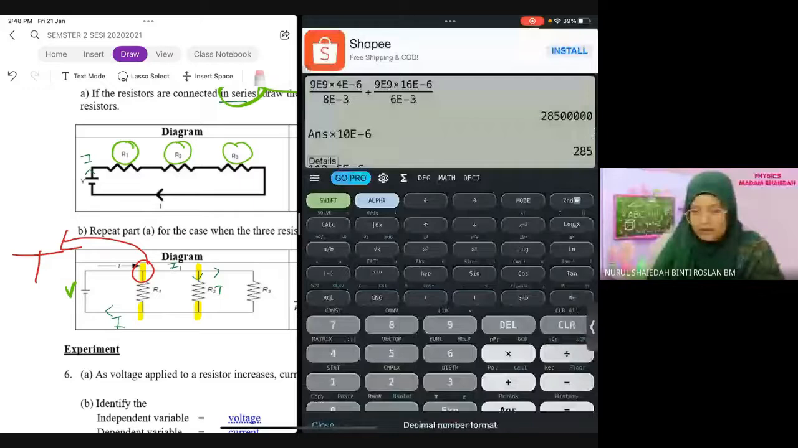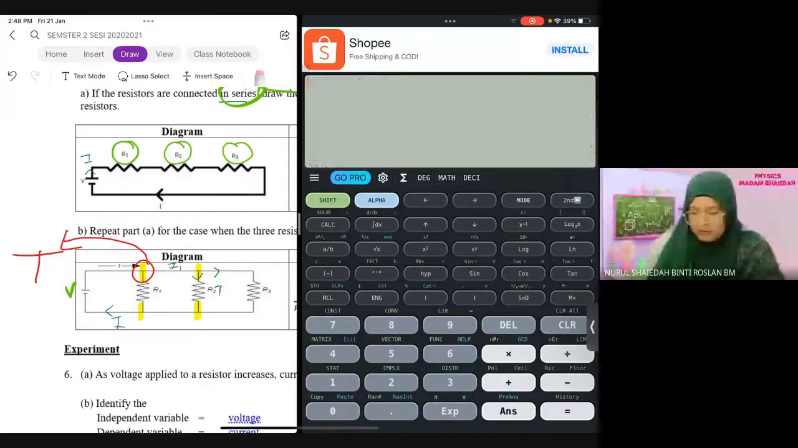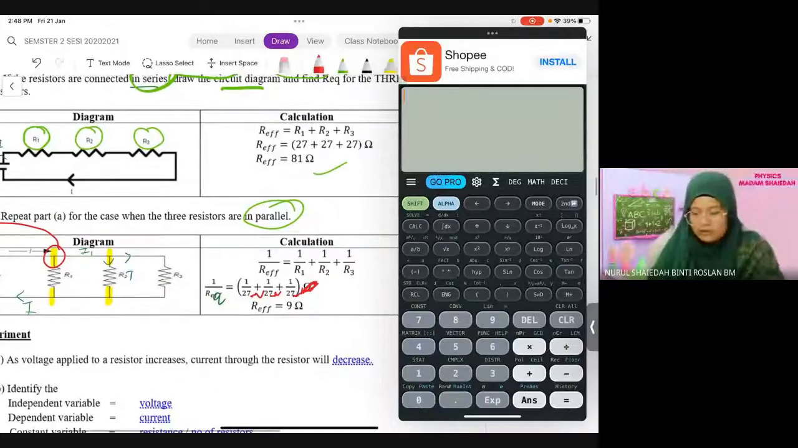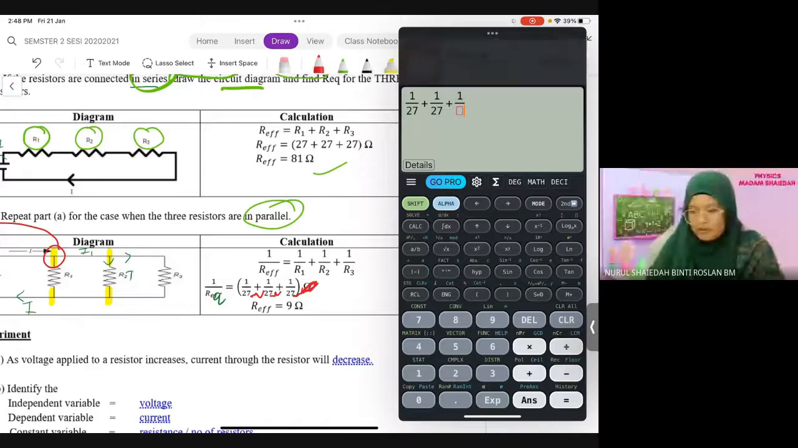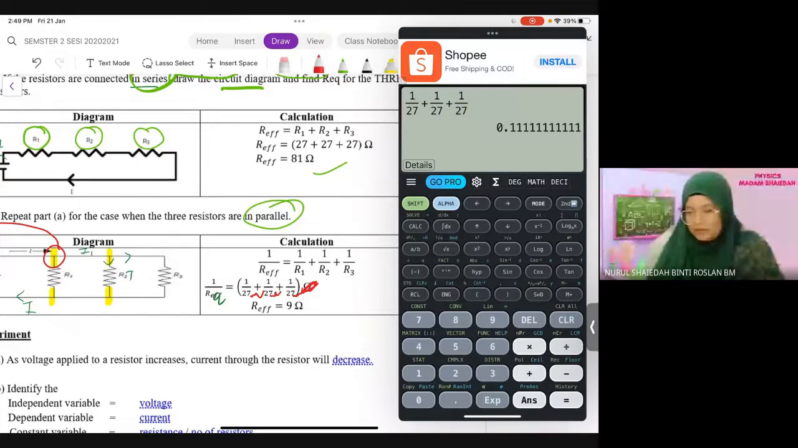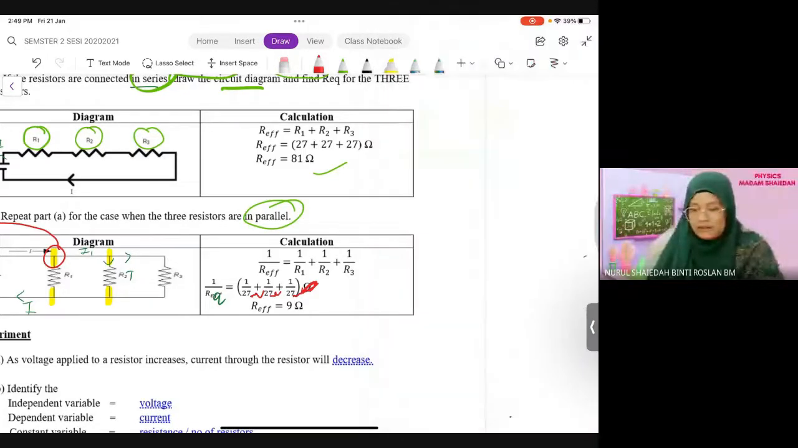So we will get 1/27 plus 1/27 plus 1/27. So you will get this answer. But this is not your answer. We have to do 1 divided by the answer. So you get 9. So the answer is 9.